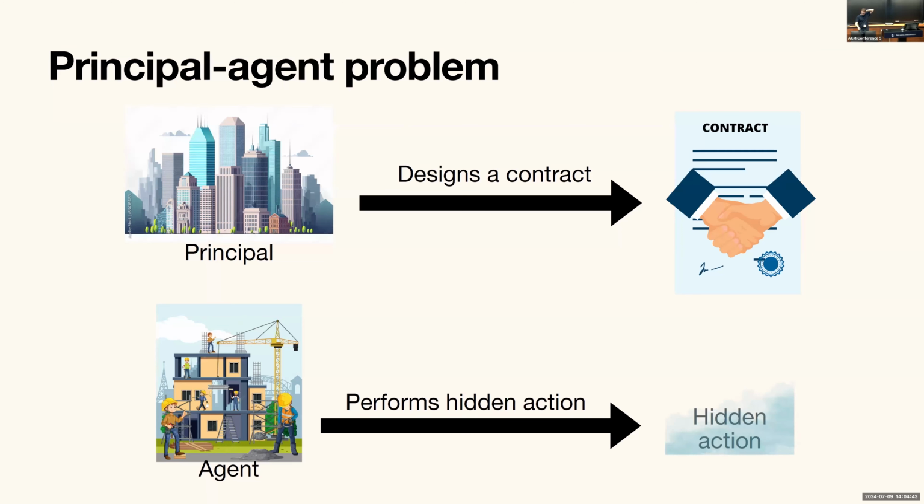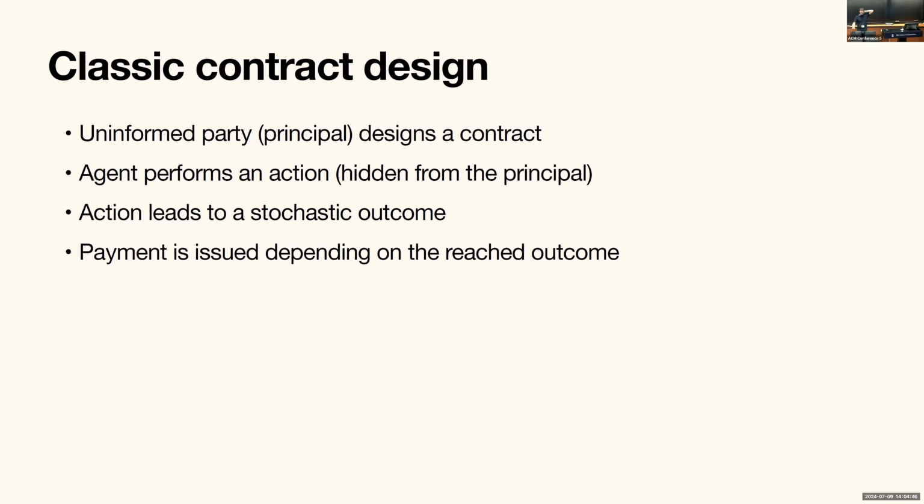A little bit more formally, in a classical contract design problem, the uninformed party, the principal, is the one designing the contract. Uninformed here refers to the fact that the principal is not informed about the action that will be taken. While the agent is the informed party, is informed about the action that will be taken in the game, and is the one performing the action. Each action leads to a stochastic outcome, which is then mapped into payments by the contract.